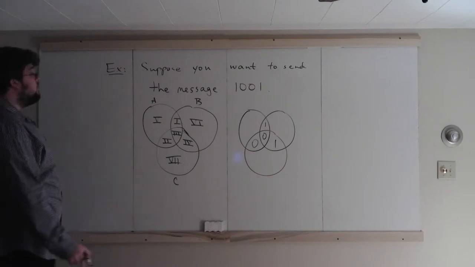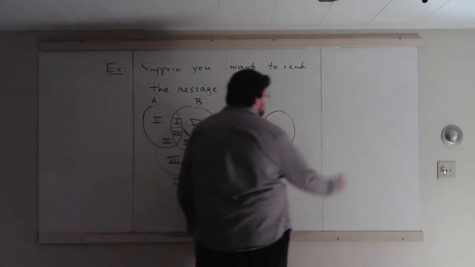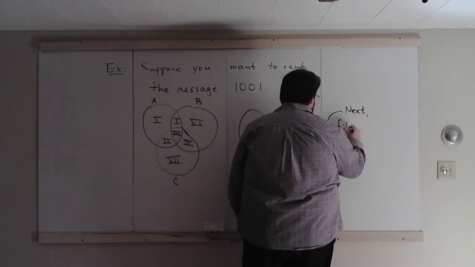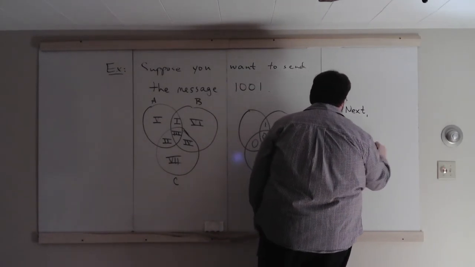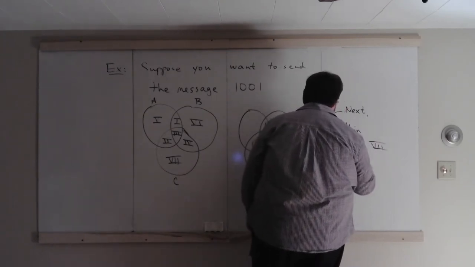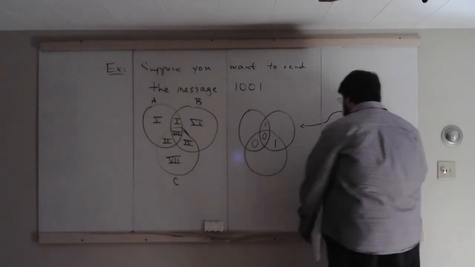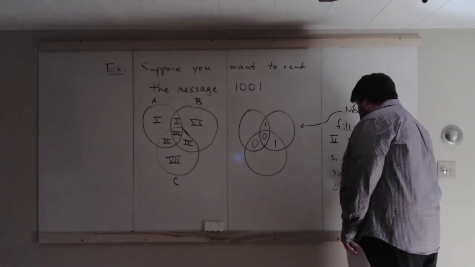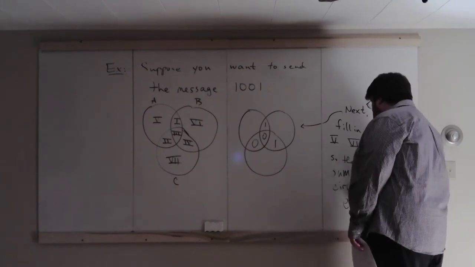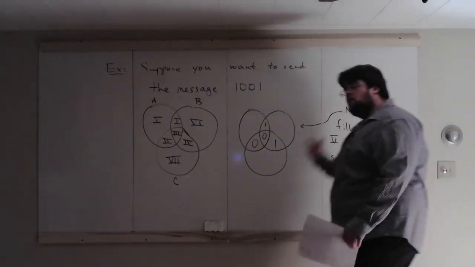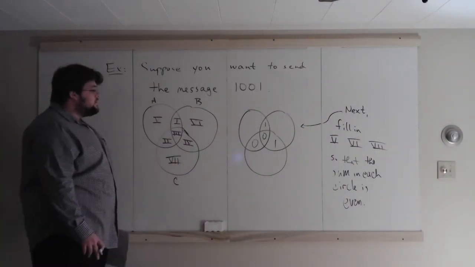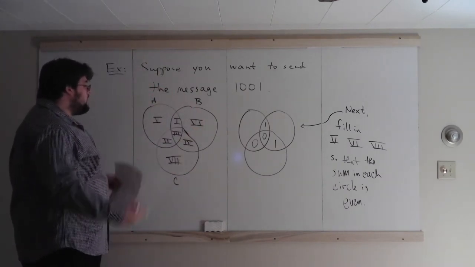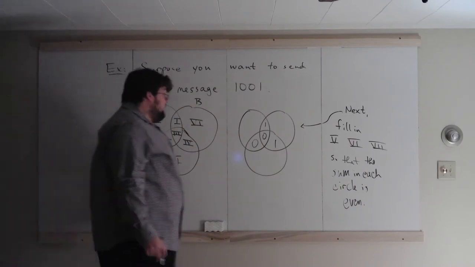And now we have three more regions we want to fill out. So the next thing we're going to do is fill in 5, 6, and 7, so that the sum in each circle is even. And we're going to use this idea to encode this binary string. I mean fill it in so that the sum in circle A, the sum in circle B, and the sum in circle C is even. So how are we going to do that?